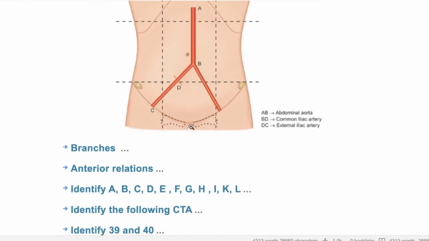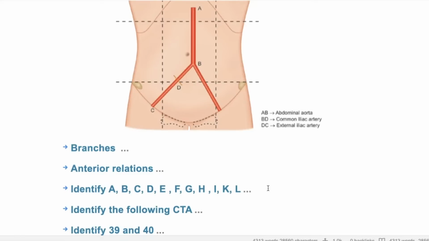Can you give me the branches of the abdominal aorta? Yeah, there are unpaired branches and paired branches starting from T12. The unpaired branch will be the celiac trunk, and the paired branches will be the right and left inferior phrenic arteries. At L1 will be the unpaired branch, the superior mesenteric artery, and the paired branches will be right and left suprarenal, and L2 will be only paired branches, right and left renal. Then L3 will give the inferior mesenteric artery, unpaired, and the paired will be the right and left gonadal.